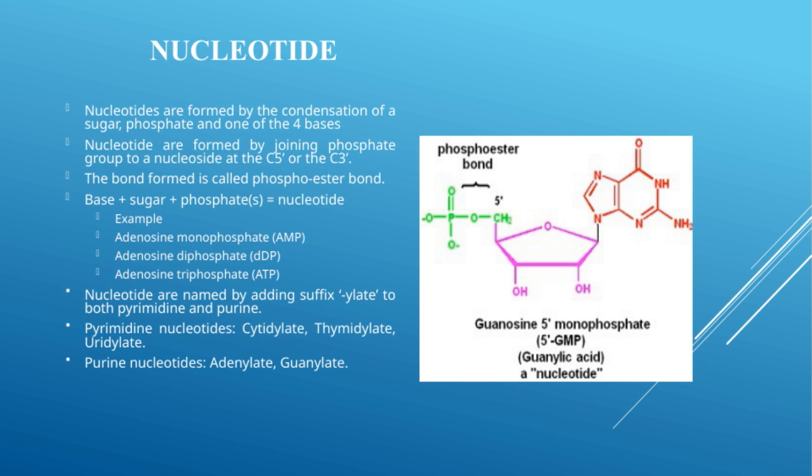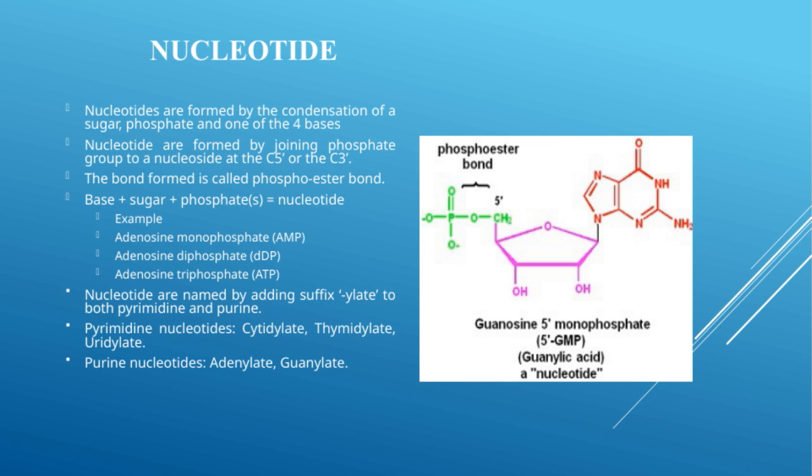For example, when we look at specific nucleotides like adenosine monophosphate, or AMP, adenosine diphosphate, or ADP, and adenosine triphosphate, or ATP, these are all just different forms depending on how many phosphate groups are attached. When naming nucleotides, we add the suffix -ylate to both pyrimidine and purine bases. This helps us identify the specific nucleotide.